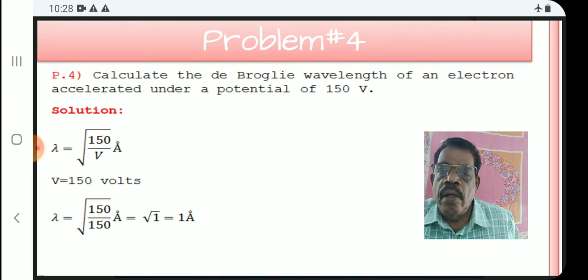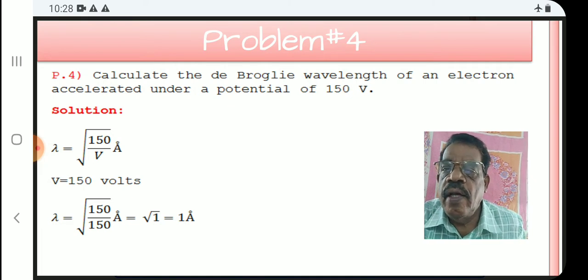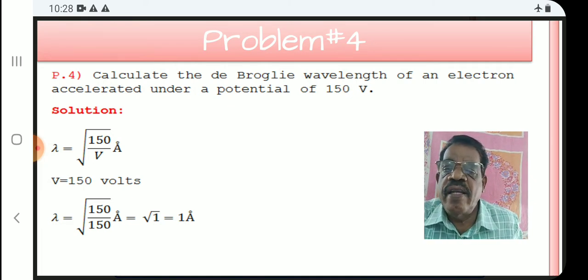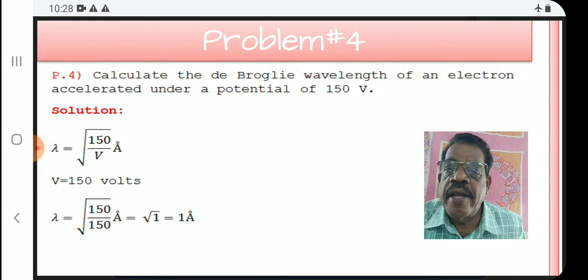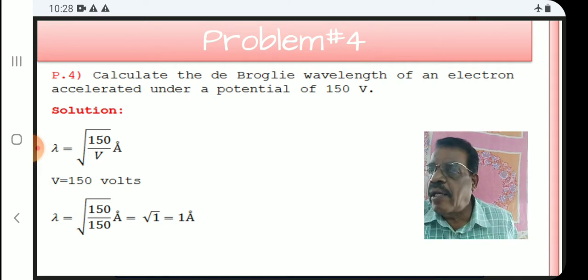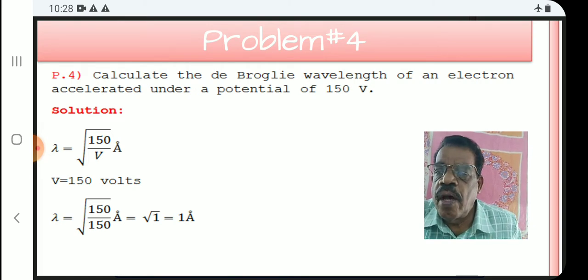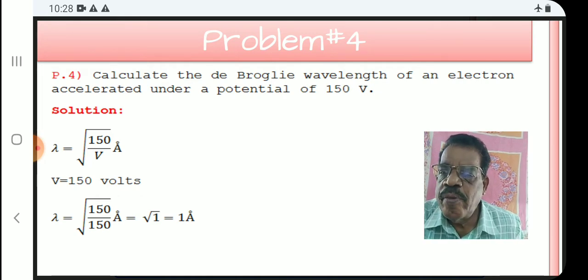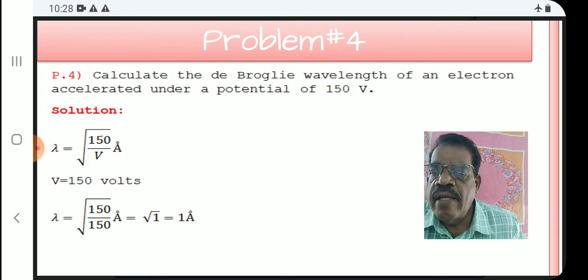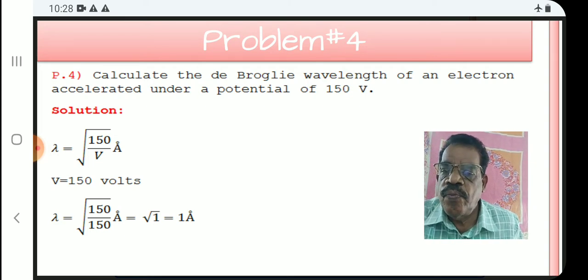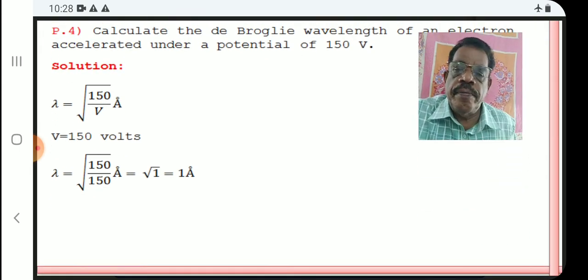For an electron there is a particular formula. Calculate the de Broglie wavelength of an electron accelerated under a potential of 150 volt. You directly apply the formula. Lambda is root of 150 by V angstrom, or 12.25 by root V angstrom. Root of 150 is 12.25. So the answer is root of 150 by 150 angstrom. That is root of 1, which is 1 angstrom. Answer.